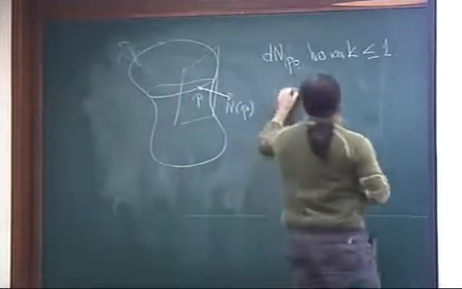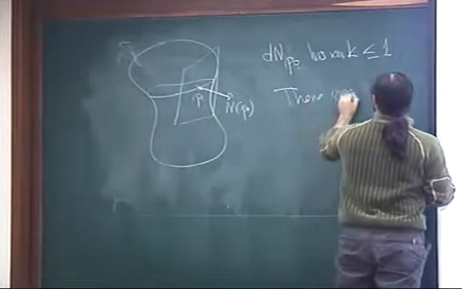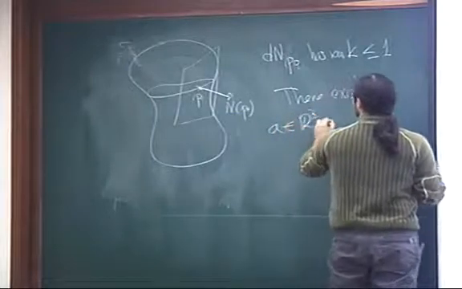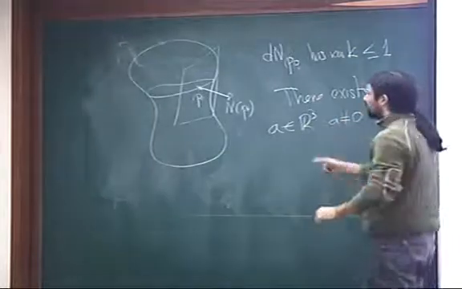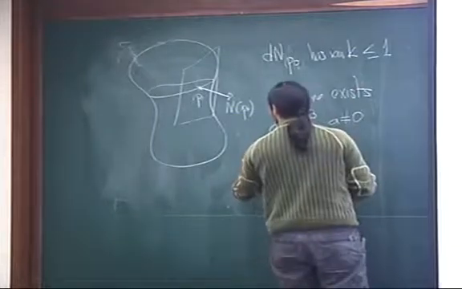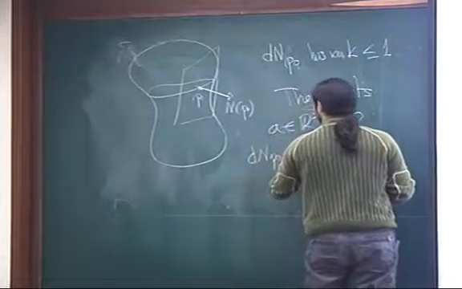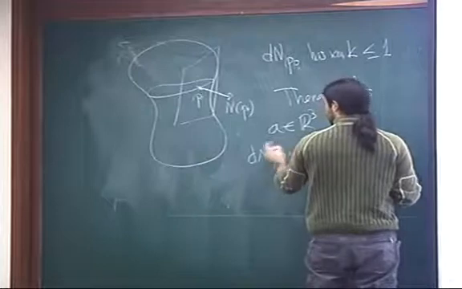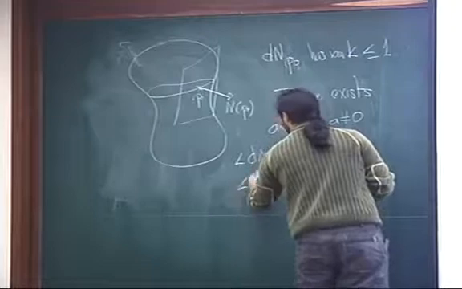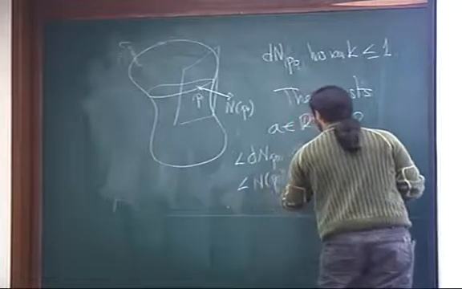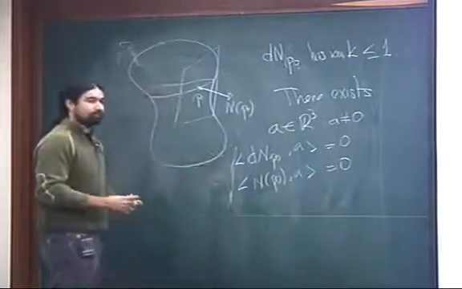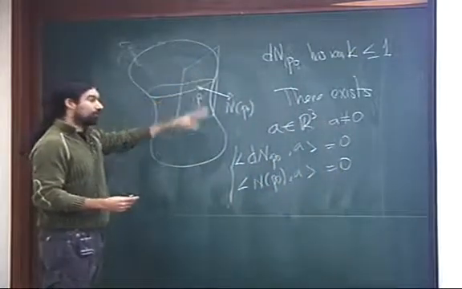So there exists some non-zero constant vector in R3 such that it is orthogonal to all the differential, and it is also orthogonal to N. You have these two things. It is simultaneously orthogonal to the two of them.